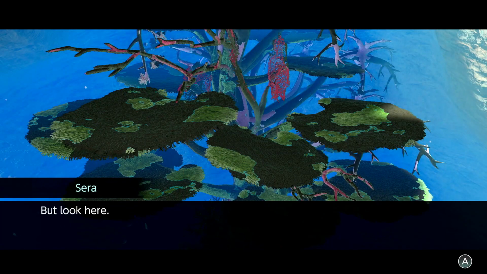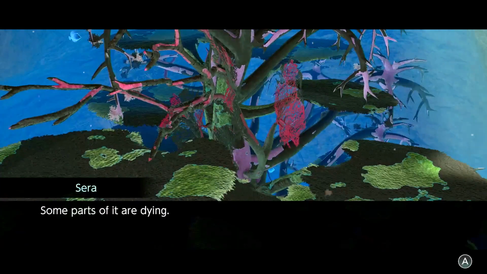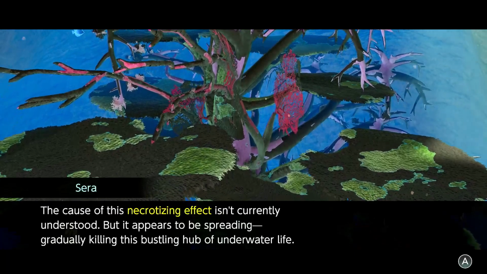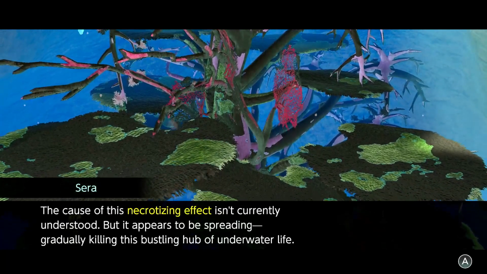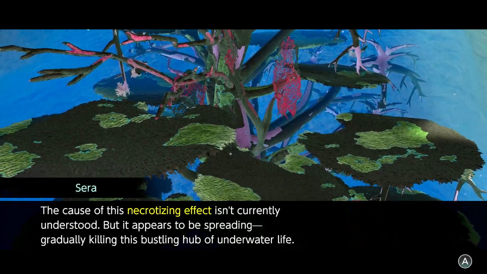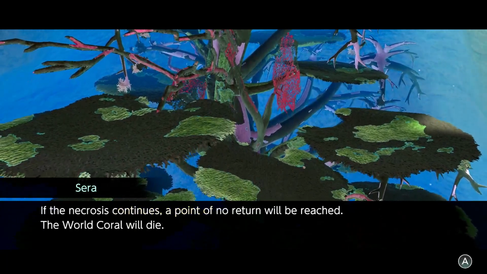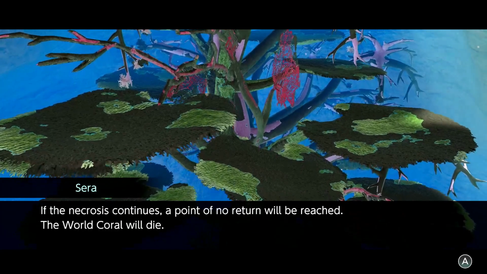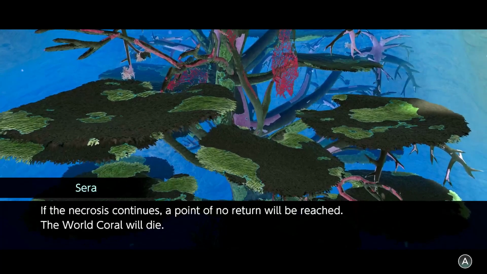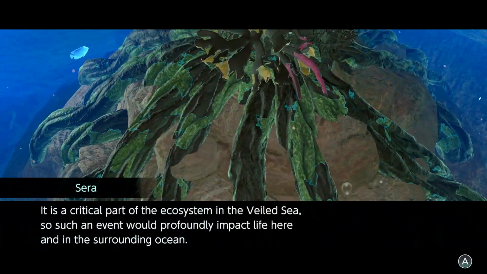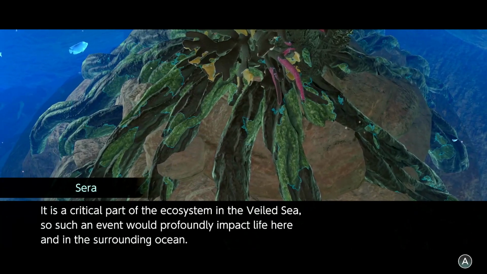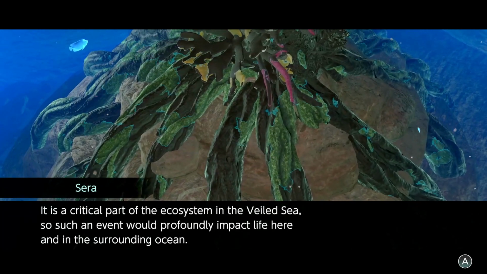But look here. Some parts of it are dying. The cause of this necrotizing effect isn't currently understood, but it appears to be spreading, gradually killing this bustling hub of underwater life. If the necrosis continues, a point of no return will be reached. The world coral will die. It is a critical part of the ecosystem in the Veiled Sea, so such an event would profoundly impact life here and in the surrounding ocean.